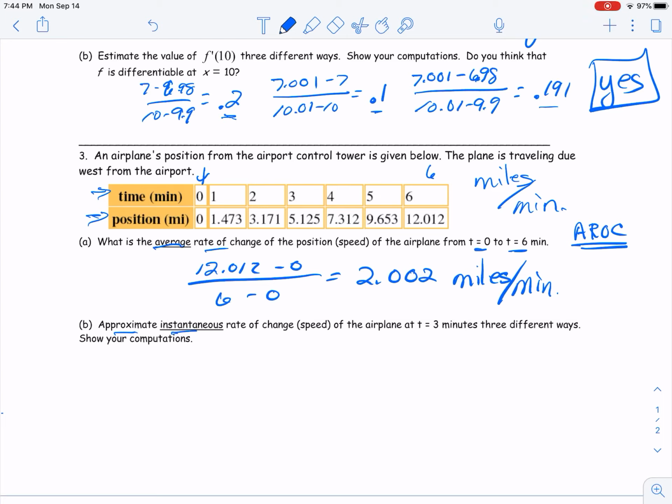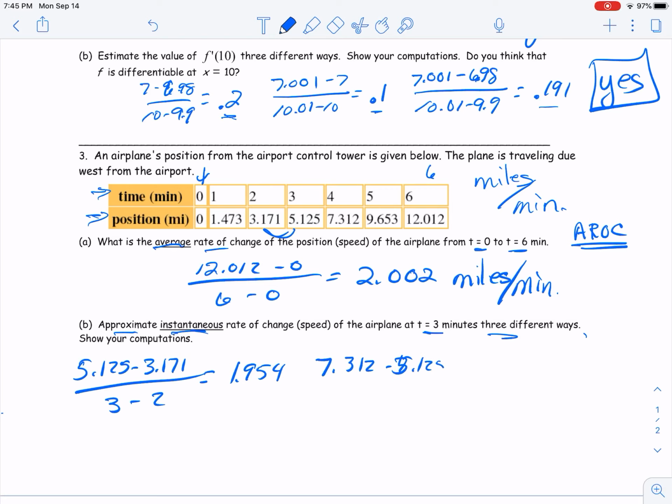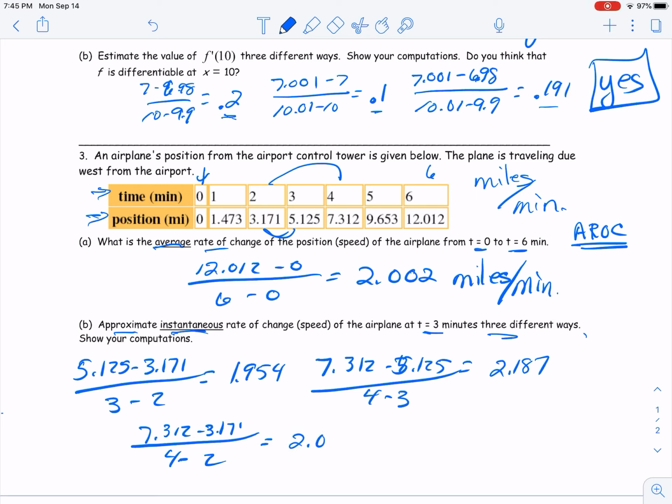Then it says approximate the instantaneous rate of change at 3 in 3 different ways. So here we go again. 5.125 minus 3.171 over 3 minus 2 is 1.954. I did 7.312 minus 5.125 over 4 minus 3, which is 2.187. And then I did these and have 7.312 minus 3.171 over 4 minus 2, and I got 2.07.